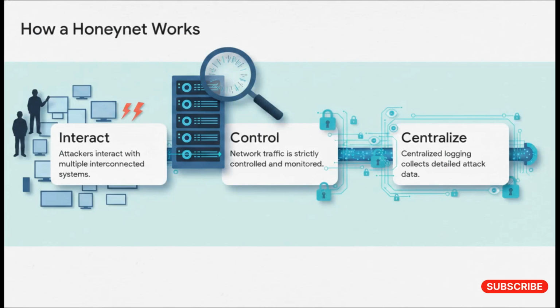And because it's a full network, the process is way more advanced. The attacker gets into, say, the web server. Then they start looking around, trying to jump over to the database, just like they would in a real attack. But here's the catch. Every single move they make, every packet of data they send, is being watched and controlled. All that intel gets sent to one central place, so researchers can basically watch the entire attack play out in high definition from beginning to end.